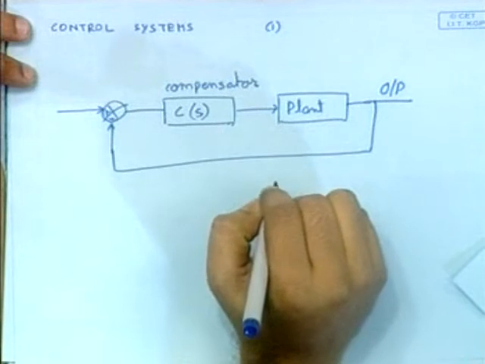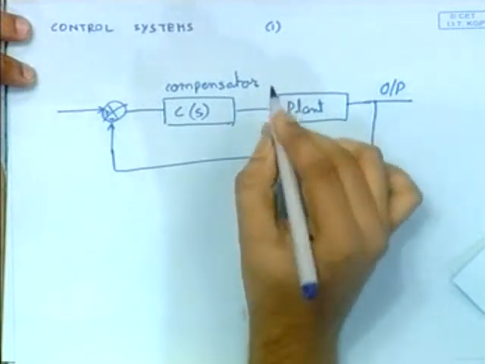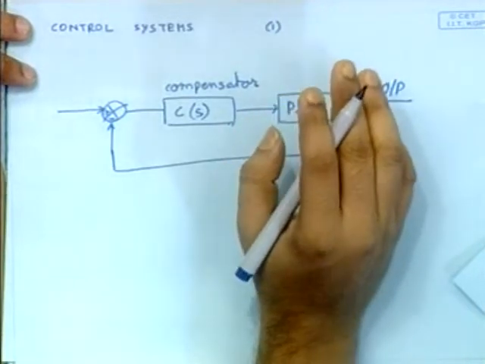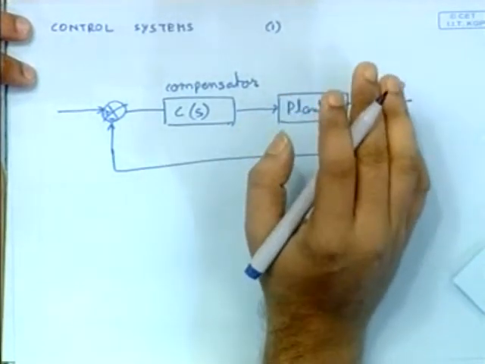So here there are several things. Suppose the plant is the system that I want to control. Here, what do I want to control? My system is the buck converter. That's what I want to control. So I refer to the buck converter as the plant.